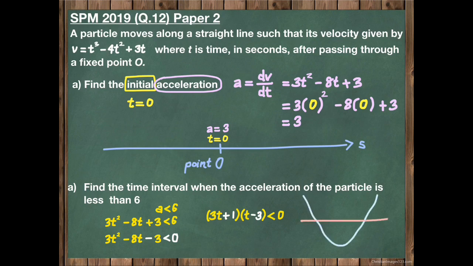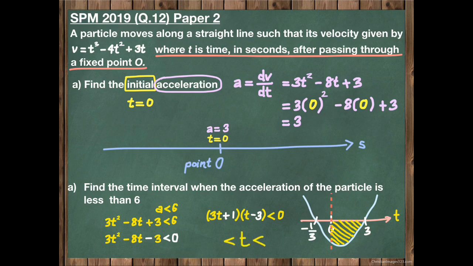I prefer to use the graph method to solve this problem. So I sketch the graph of the quadratic with t-intercepts at −1/3 and 3. Since in the question t is time in seconds after passing through a fixed point O, we just calculate the time starting from 0. Since the inequality is less than 0, we shade the area under the t-axis. So this area means the time interval when the acceleration of the particle is less than 6. So the answer is t between 0 and 3.